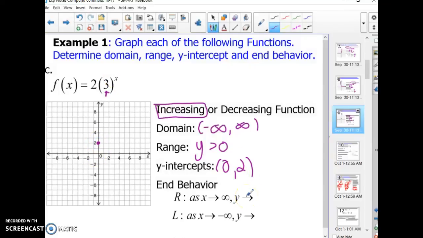So here's the thing, if I put in a 1, 3 to the 1 is that, times 2 should give me a 6 value, and then I should end up with something that looks like this. Okay, the right side is headed to infinity, the left side is going to 0.